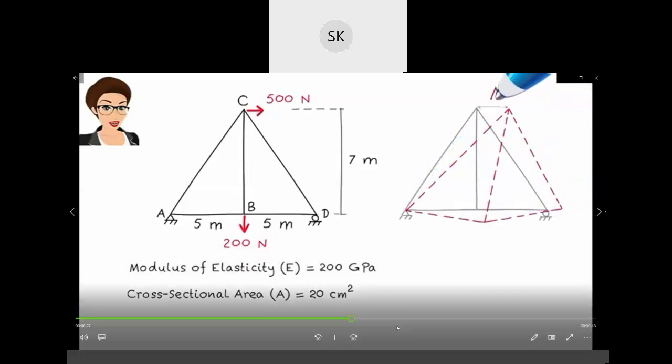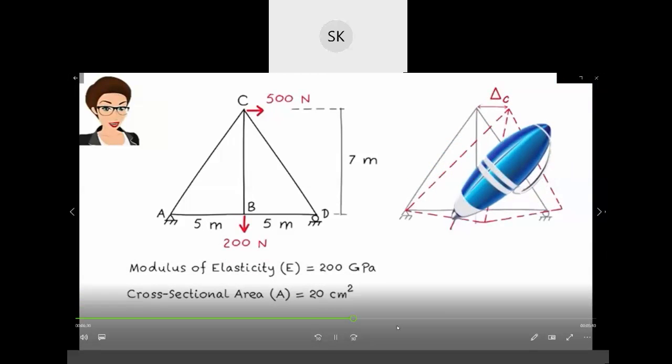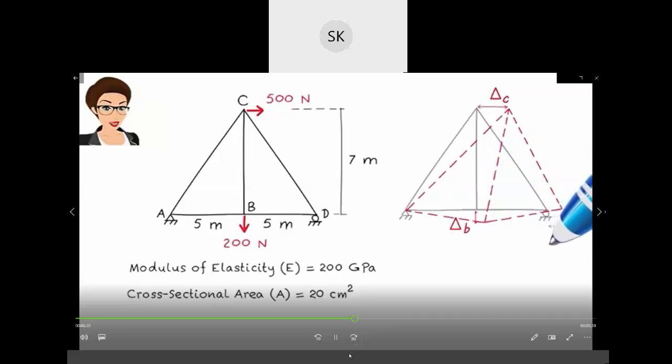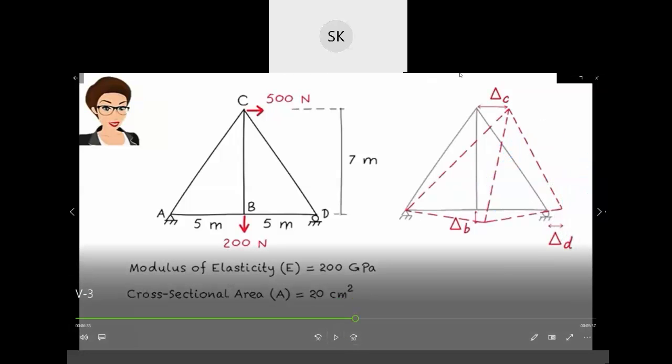We have been asked to find the horizontal displacement at C, horizontal displacement at D, and vertical displacement at B. That is our question.